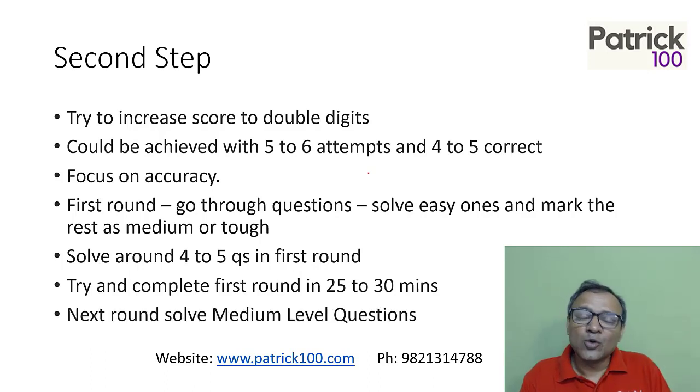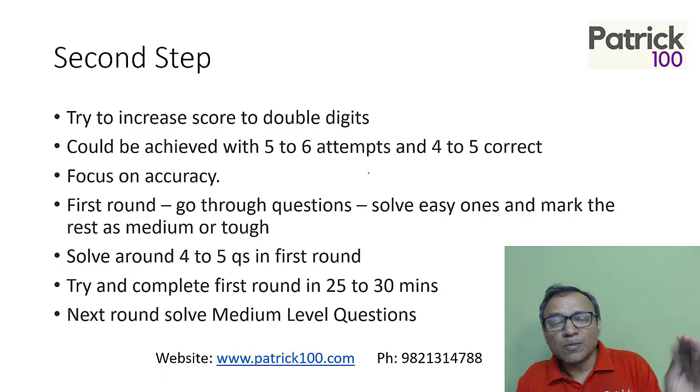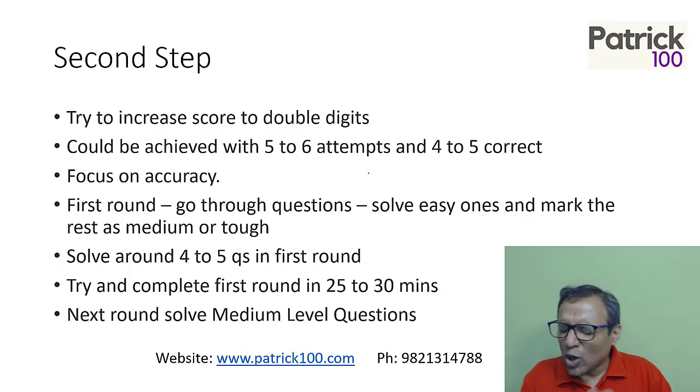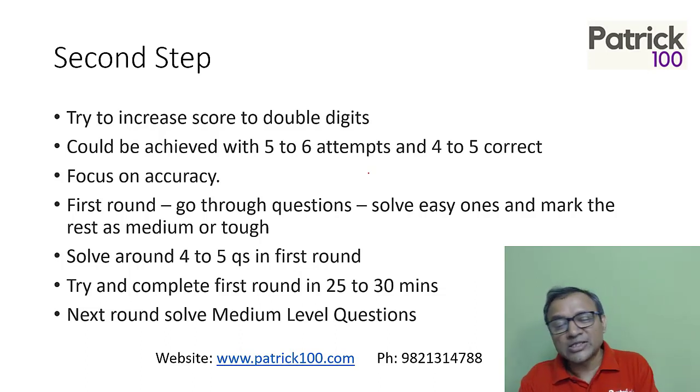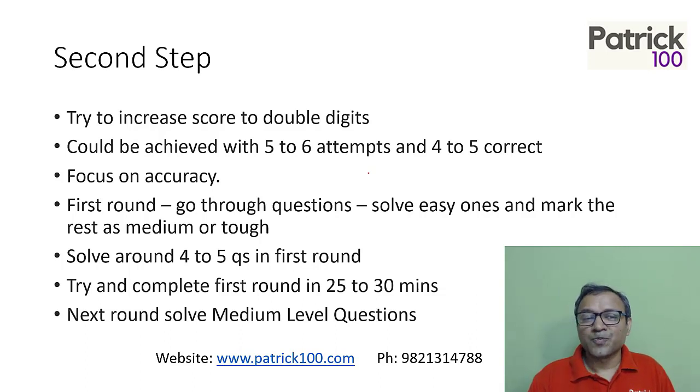And then maybe come back to medium level sums in the second round. Okay? That is the strategy for 5 to 6 attempts. So in the first round, pick up the easy ones and solve. It should not be more than 4 to 5, just 4 to 5. Mark the rest as medium and tough and come back to the medium level sums in the second round.